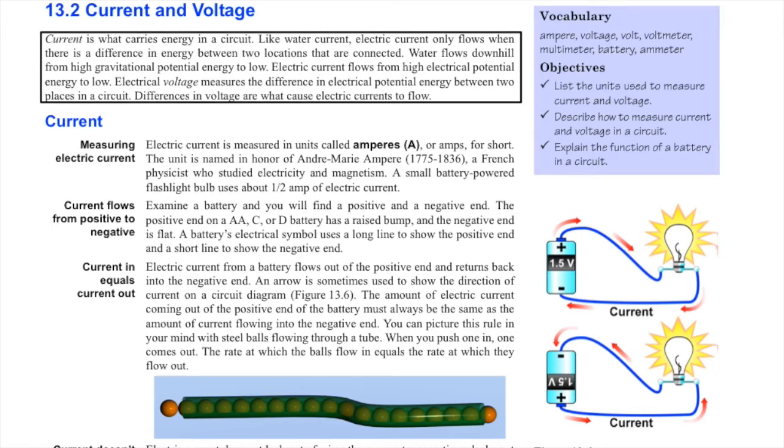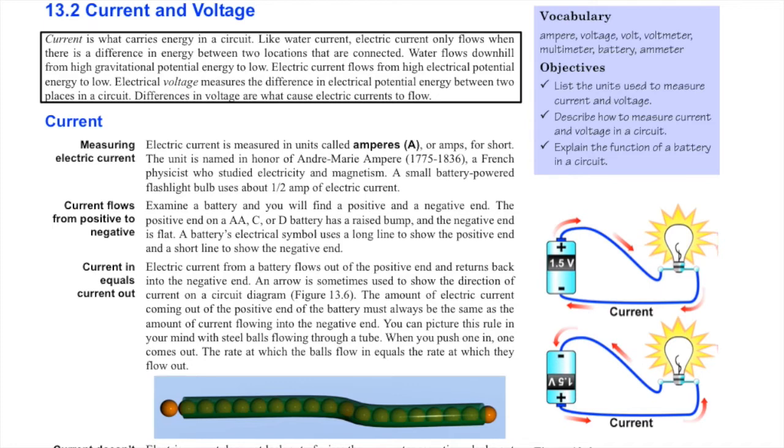Current is what carries energy in a circuit. Like water current, electric current only flows when there is a difference in energy between two locations that are connected. Water flows downhill from high gravitational potential energy to low. Electric current flows from high electrical potential energy to low.